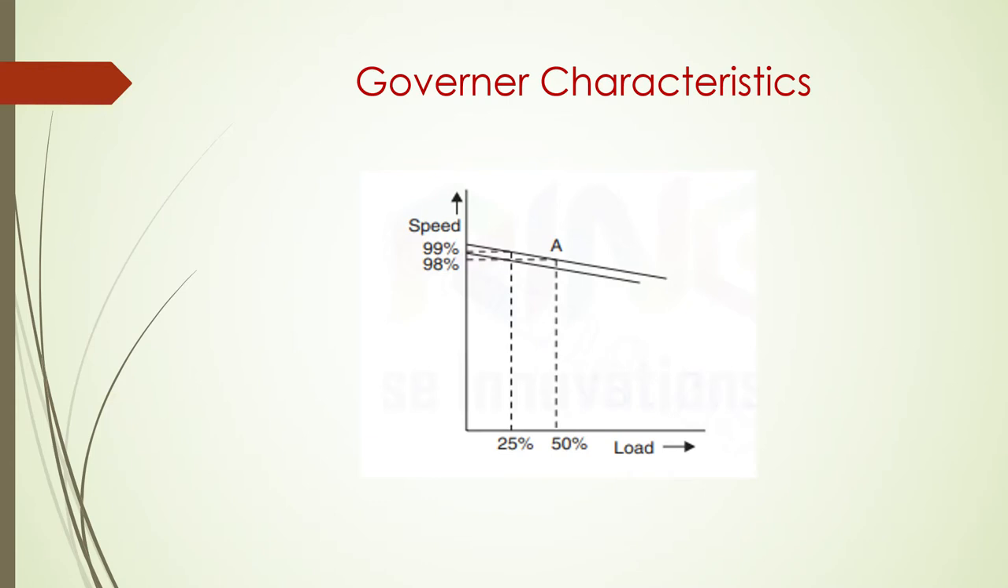If the turbine is operating at 25% load, the speed is about 99%. Here in this diagram we are showing that when the load is 25%, speed is 99%, and when load is 50%, speed decreases to 98%. Now if A is the initial operating point and load is dropped to 25%, the speed will increase. So in order to keep the speed the same as at A, the governor setting is changed by changing the spring tension in the fly ball type of governor, and the new characteristics of the governor will be indicated by the dotted line.